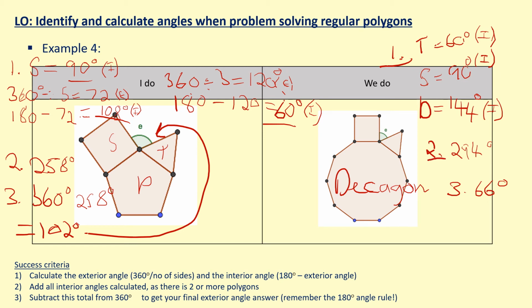Number 2 step, add them all together, we get 294 degrees. And then our last step, 360 take away that 294 equals 60 degrees, which is our E, exterior angle. Okay, so green pen if you need. Pause the video to do that, and then press play when you're ready to move on.